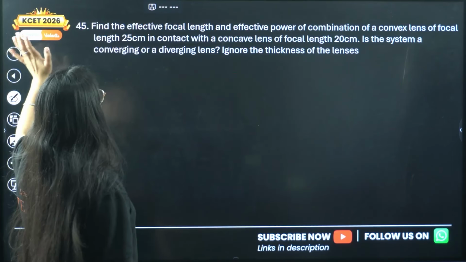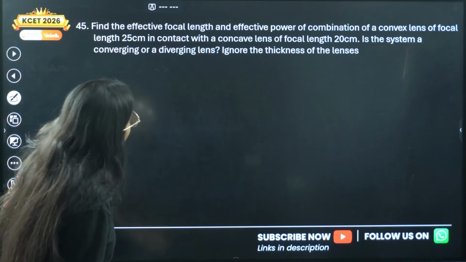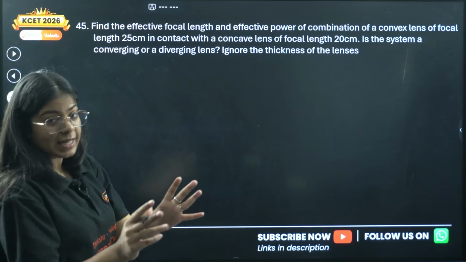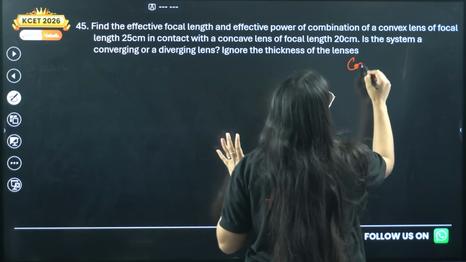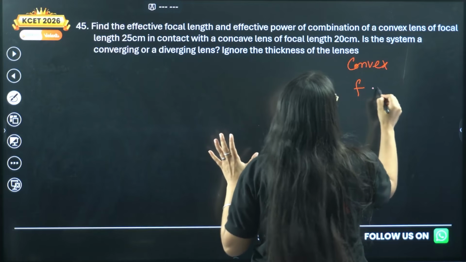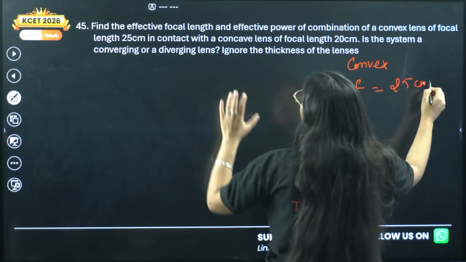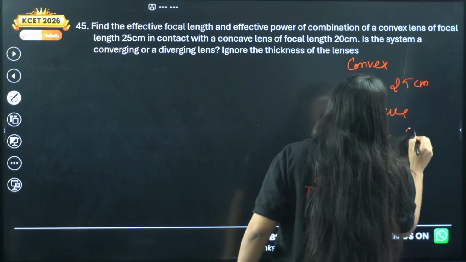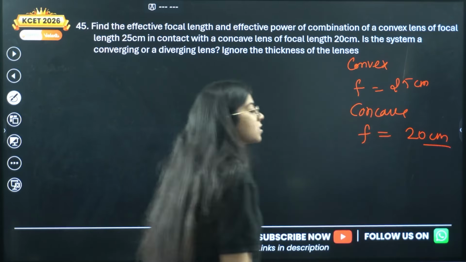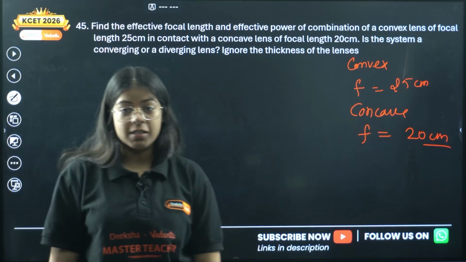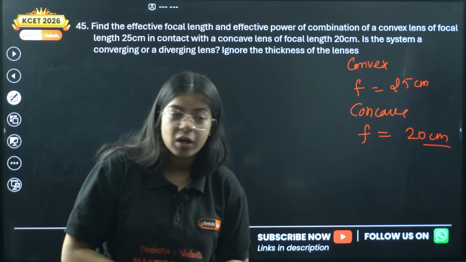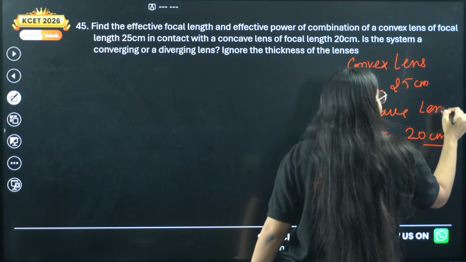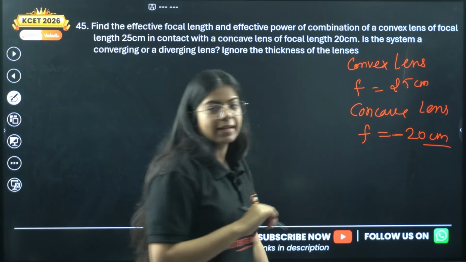Okay. Next, last question. Find the effective focal length and effective power of combination of a convex lens. What is given? A convex lens of focal length 25 centimeter, and a concave lens of focal length 20 centimeter. Now, what is the first step we do when there is a question of mirrors? We check the sign of focal length. For convex lens, it's positive. For concave lens, however, focal length is always negative.